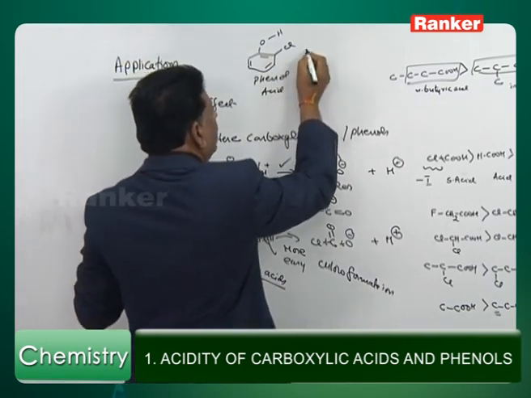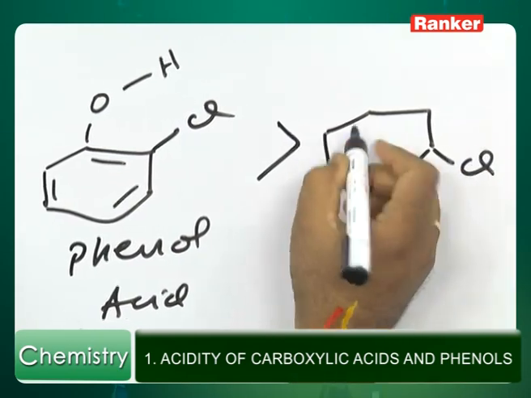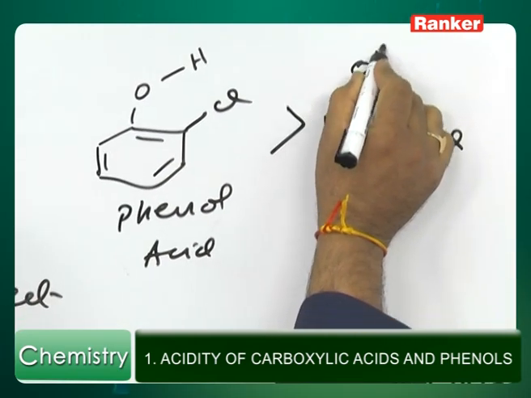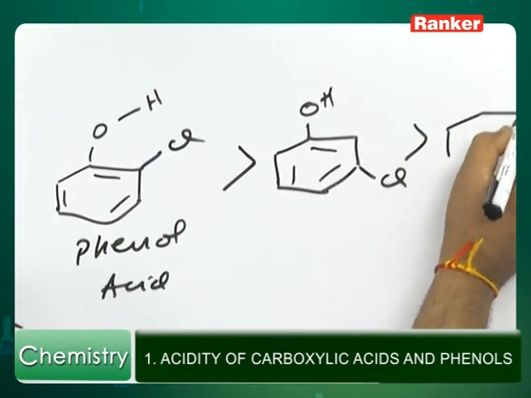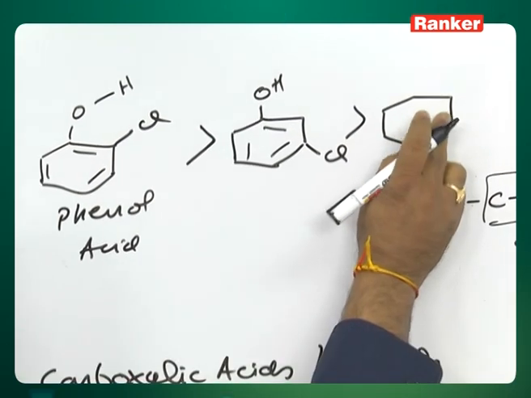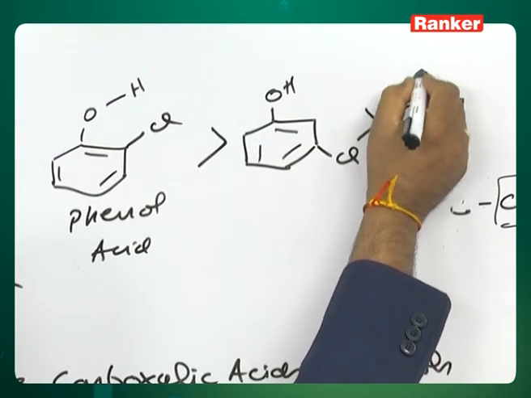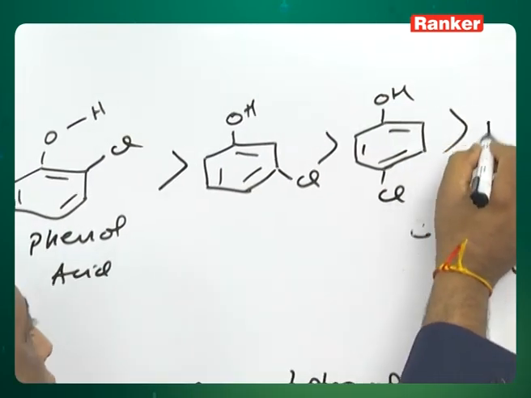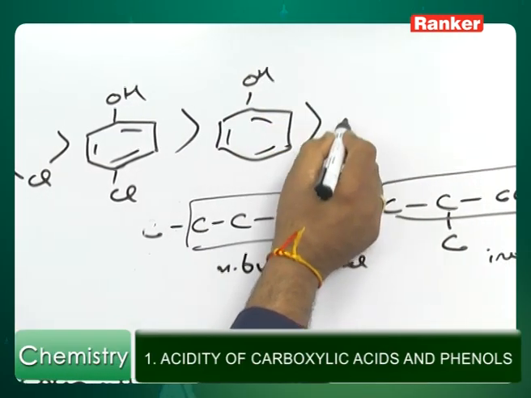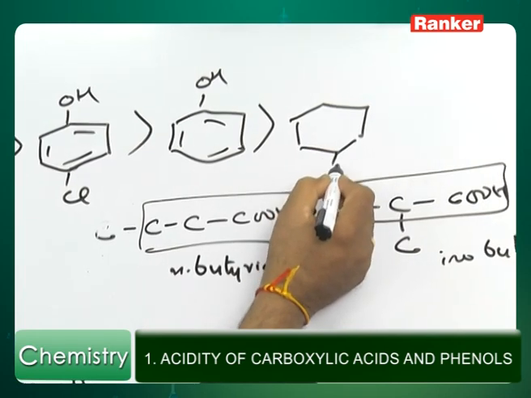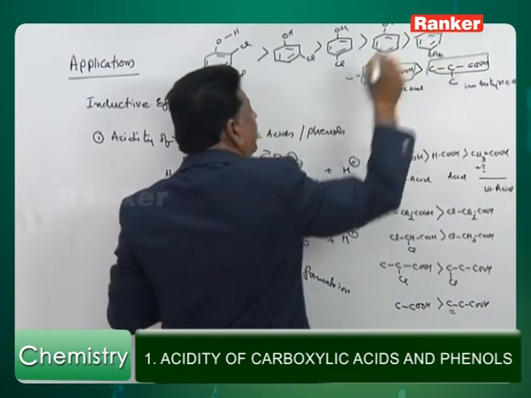But the chlorophenol with chlorine at the ortho position is stronger than the one with chlorine at the third position. Orthochlorophenol is stronger than metachlorophenol, and metachlorophenol is stronger than parachlorophenol, which is stronger than ordinary phenol, which is stronger than one having an alkyl group, like let us say a CH3 group. A methyl group is a donating group, therefore it is weaker.